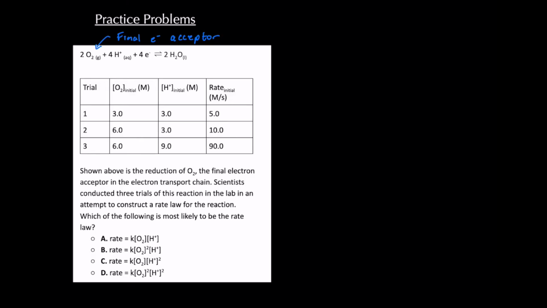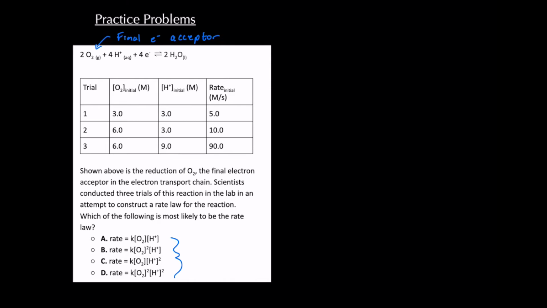All right, so hopefully you've taken a little bit of time to read this question on your own. Now let's get into how we actually solve these types of problems. This table above is showing 3 trials that are helping us determine our rate law of the reaction. And we have 4 potential rate laws in our answers that we're going to choose from.